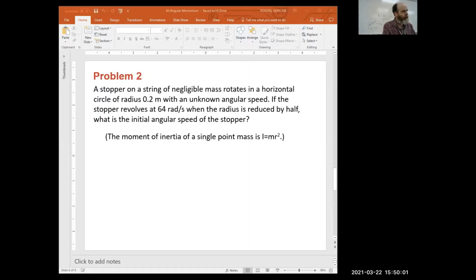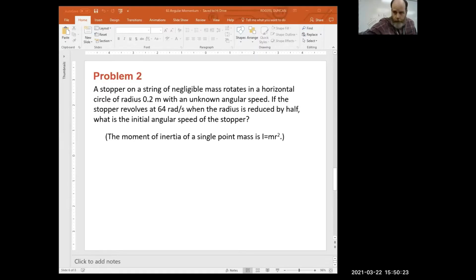A stopper on a string of negligible mass rotates in a horizontal circle of radius 0.2 meters with an unknown angular speed. If the stopper revolves at 64 radians per second when the radius is reduced by half, what is the initial angular speed of the stopper?